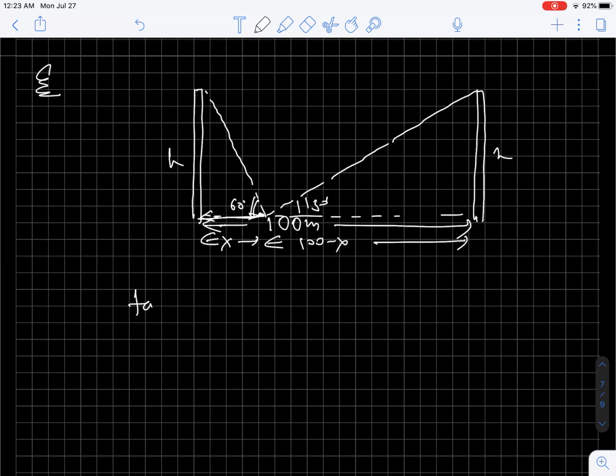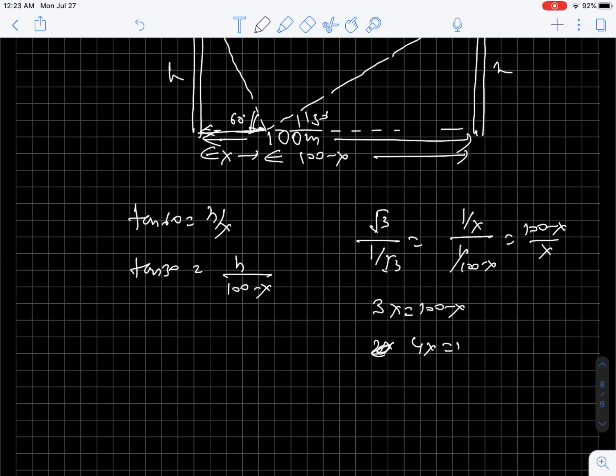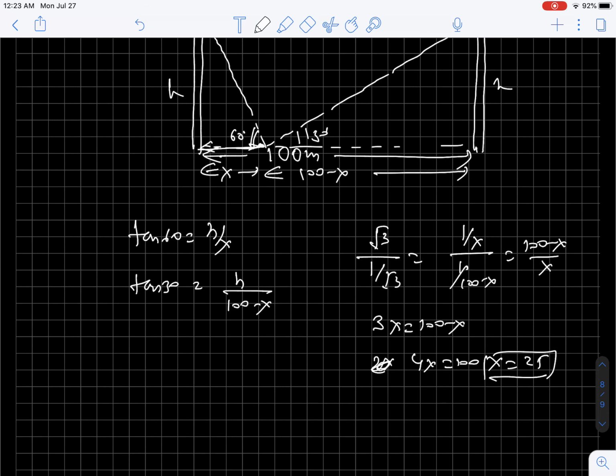Simple discussion. Tan 60 is equal to height divided by x. Tan 30 is equal to height divided by 100 minus x. Tan 60 divided by tan 30 is root 3 divided by 1 by root 3. I just cancel. The value will be 1 by x divided by 1 by 100 minus x. The value will be 100 minus x divided by x. Root 3 multiplied by root 3 gives 3x is equal to 100 minus x. 4x equal to 100. Then the point of observation is at 25 meter from the left pillar and 75 meter from the right pillar.